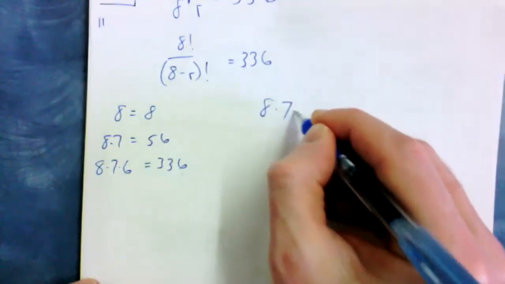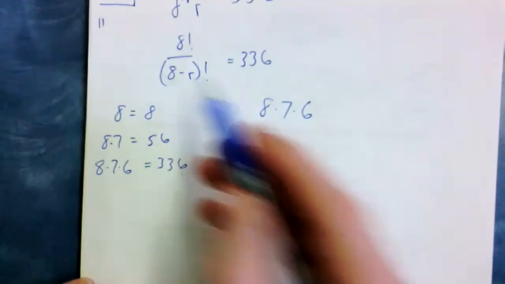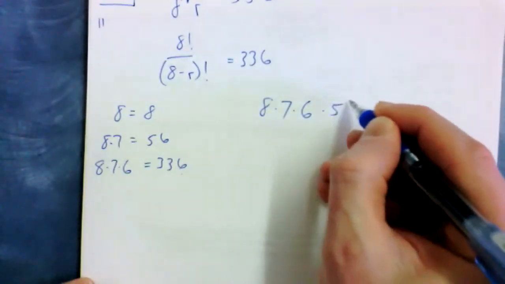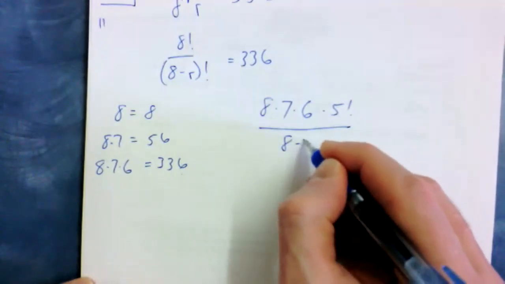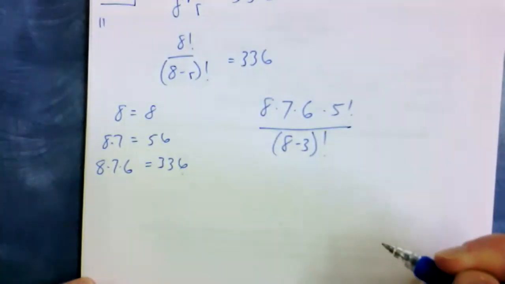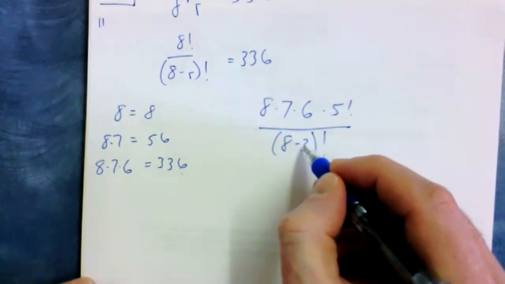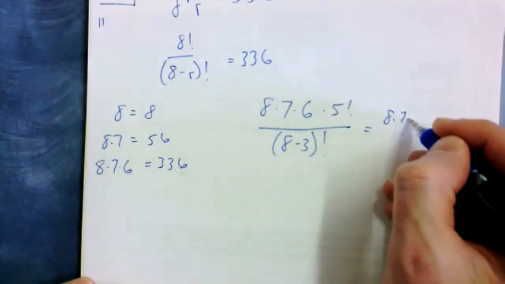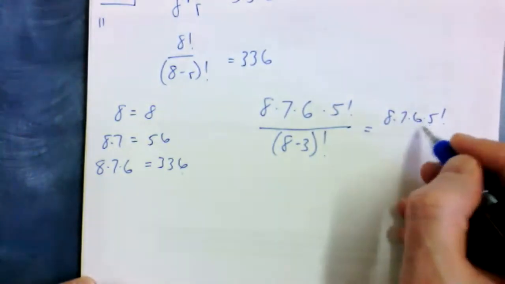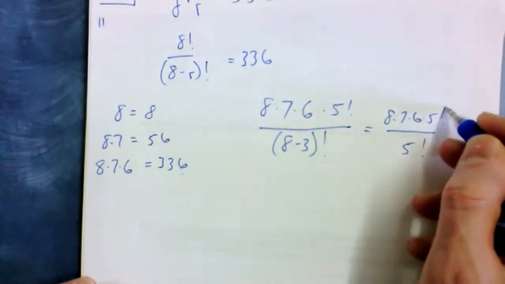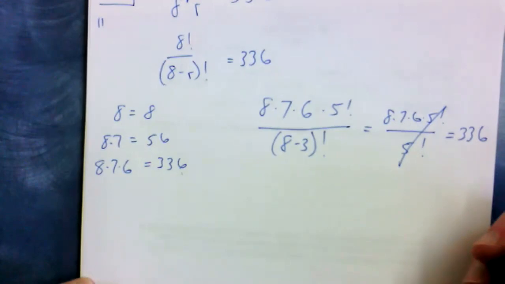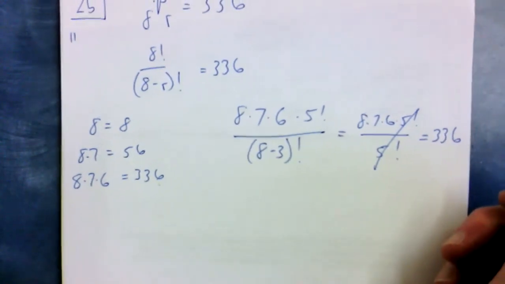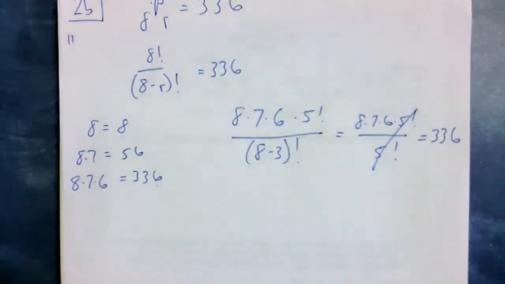We need 8 times 7 times 6 to be all that's left on the top, which means under here, it has to be 5 factorial to cancel. So that means it has to be 8 minus 3 factorial, because this equals 5. So this is like 8 times 7 times 6 times 5 factorial all over 5 factorial. 5's cancel. 8 times 7 times 6 equals 336. Does that make sense? Anybody else?